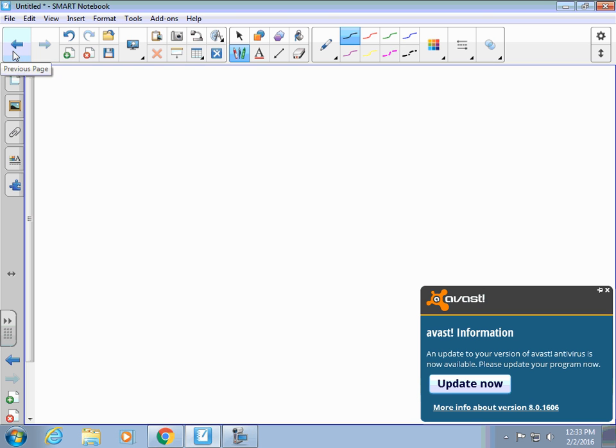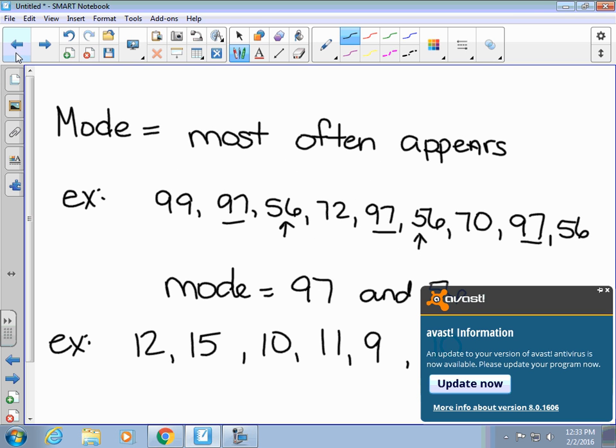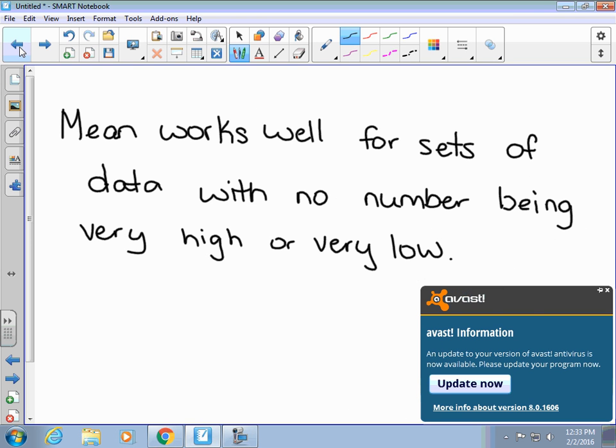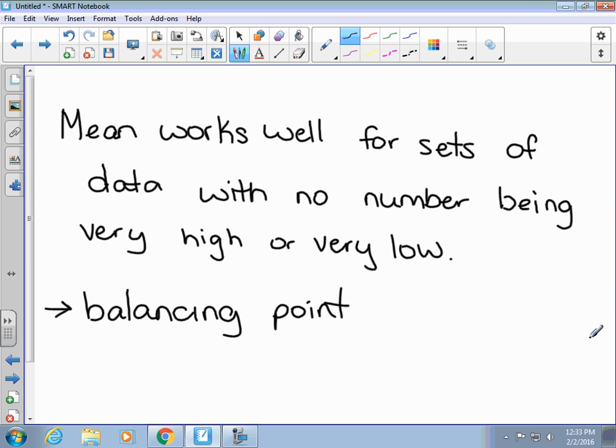Under mean, go back to your mean section. Sometimes you will hear the word balancing point. Okay? The SOL is now using some terminology called balancing point.